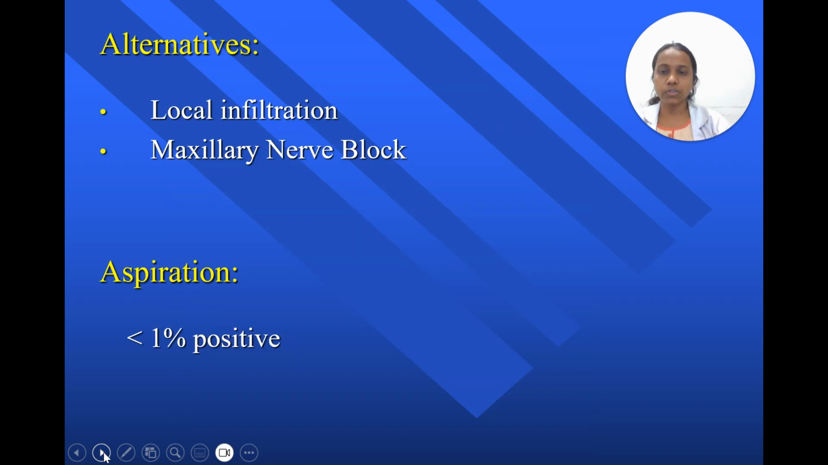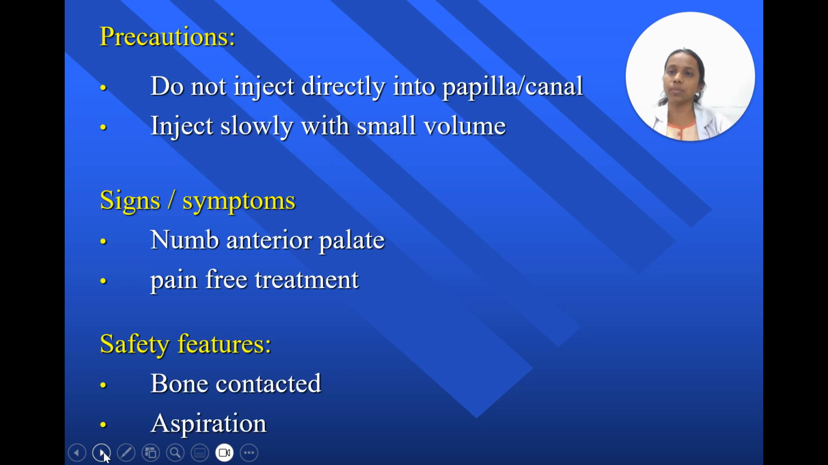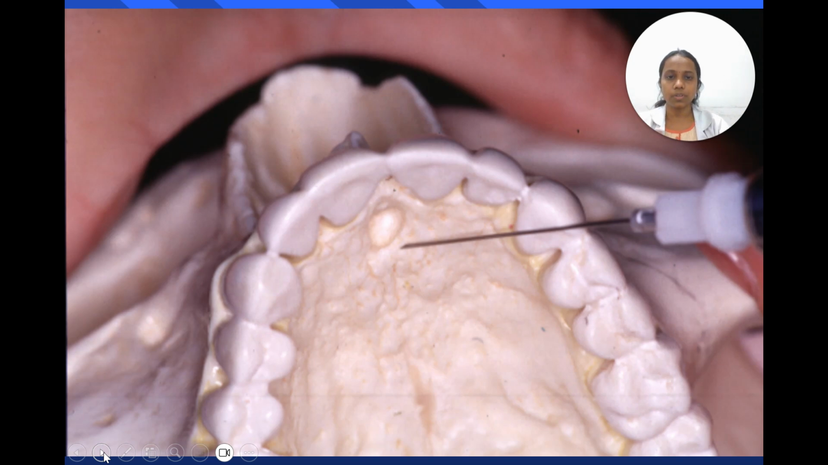Alternatives could be a local infiltration or the maxillary nerve block, depending upon the requirement. Aspiration chances are less than 1%. Precautions: do not inject directly into the incisive papilla or the canal, which might directly cause nerve injury. Our intention is not to injure the nerve, but to deposit the local anesthetic solution around the nerve structure so that we have blocked the nerve. Inject slowly, with small volumes and little pressure. Signs and symptoms: there is numbness in the anterior palate and pain-free treatment in the incisors. Safety features: bone contact and negative aspiration.